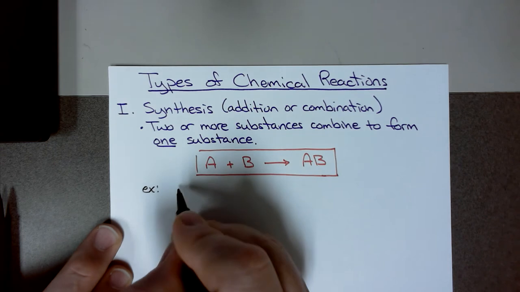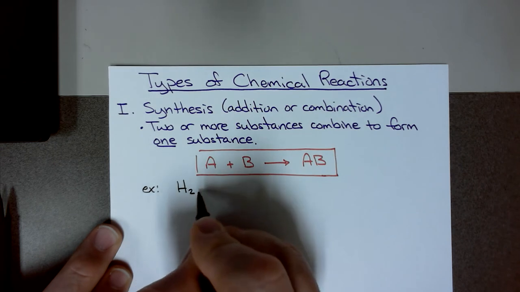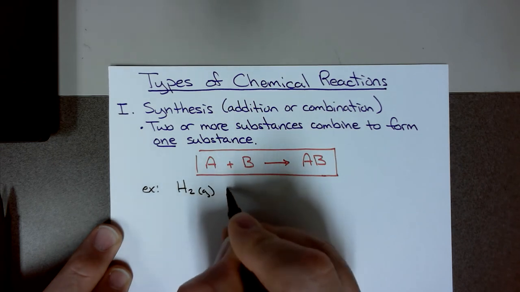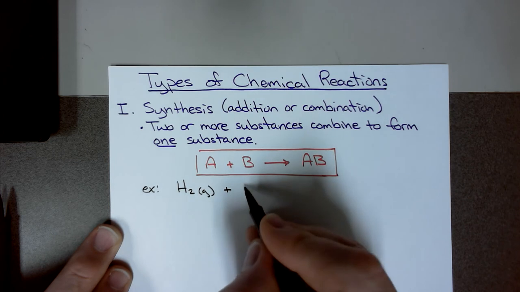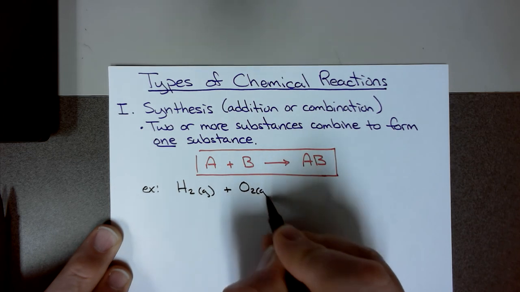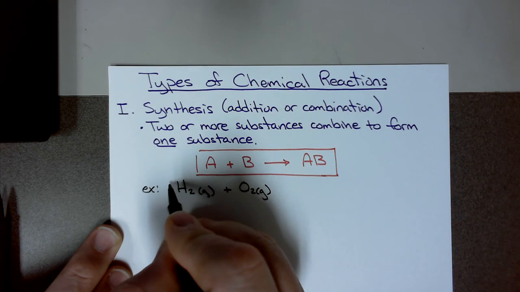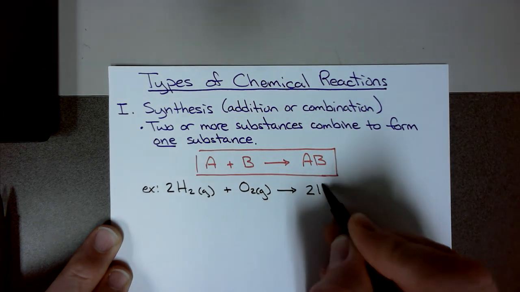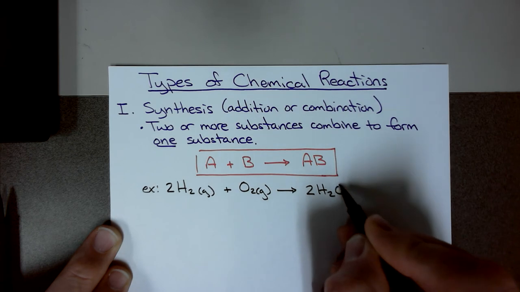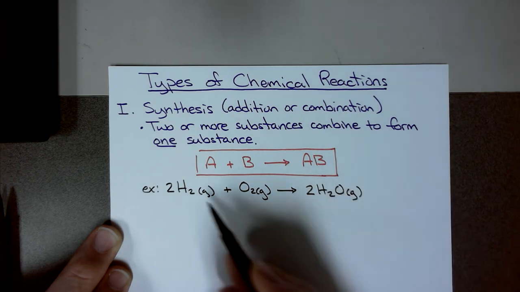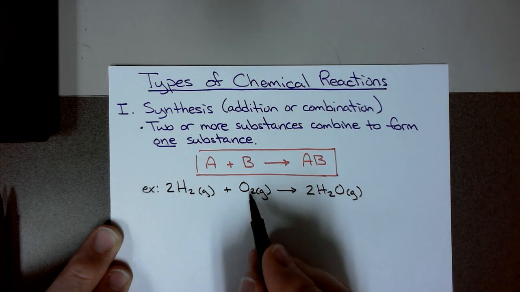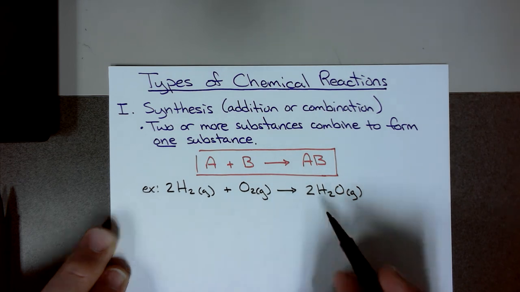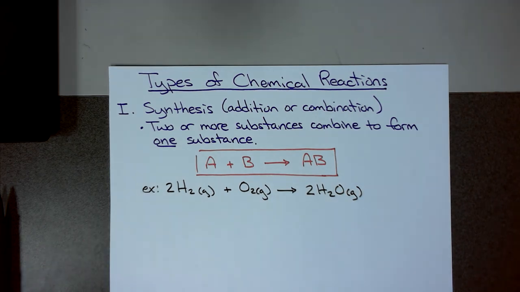Let's say we have hydrogen gas plus oxygen gas, and it's 2 moles of hydrogen gas will react to produce 2 moles of water vapor. So that's 1, 2 going to 1. Okay, so that's a synthesis reaction.